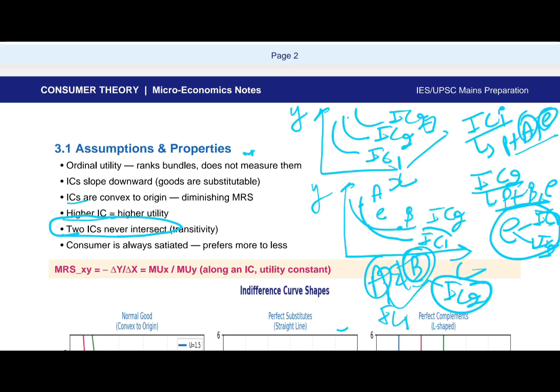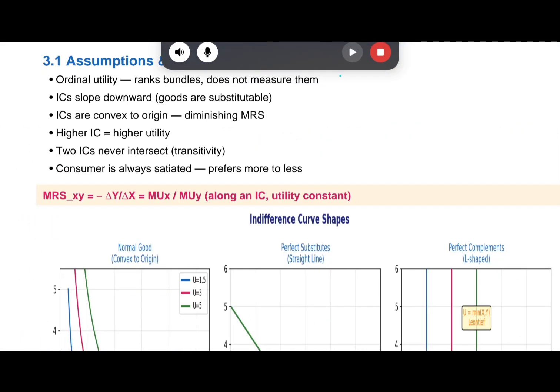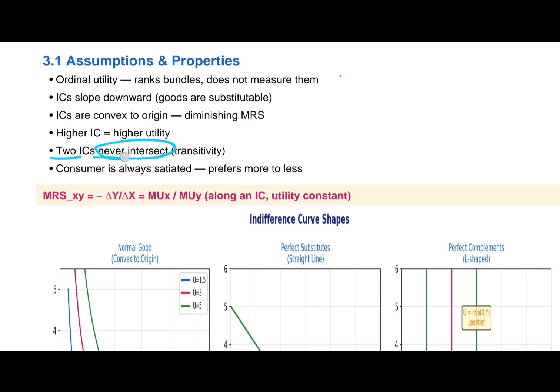And how do we find out the optimum point of it? So we have seen that two ICs never intersect each other.